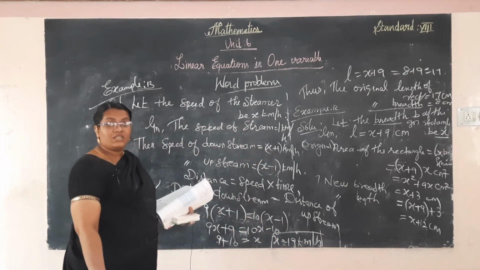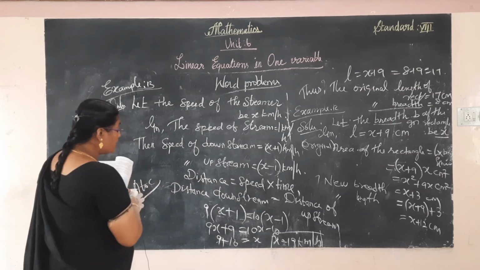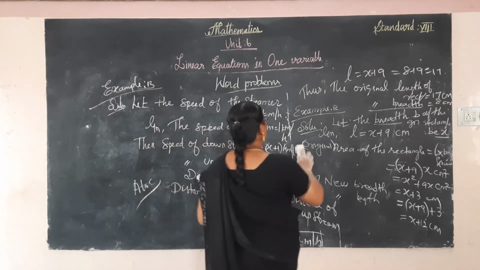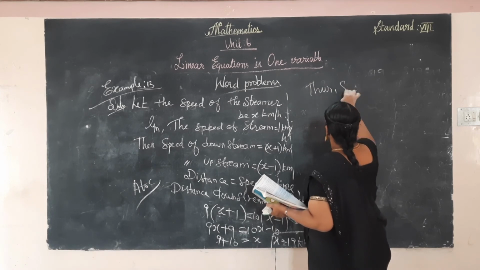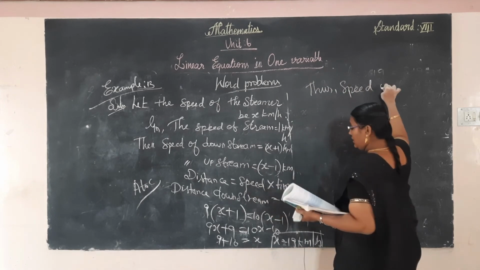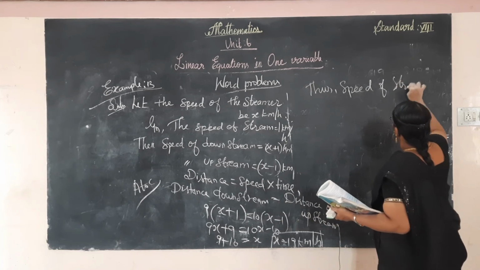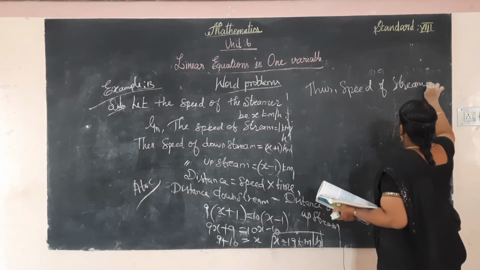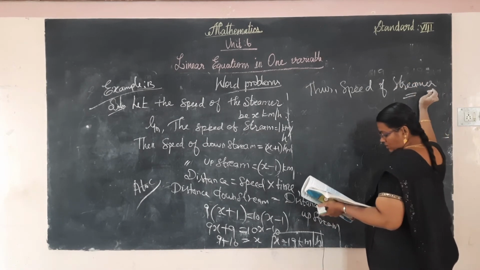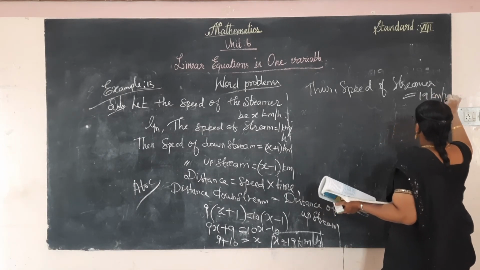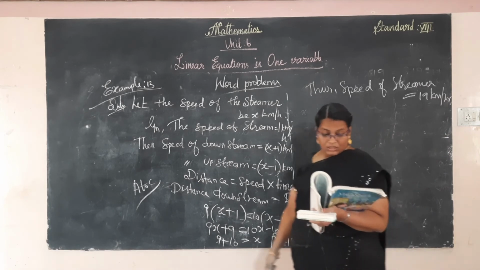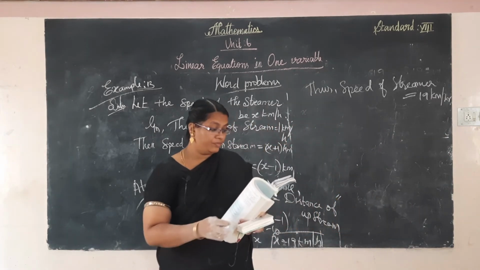Okay, the speed of the steamer is equal to 19 kilometer per hour. Okay, and last word problem.